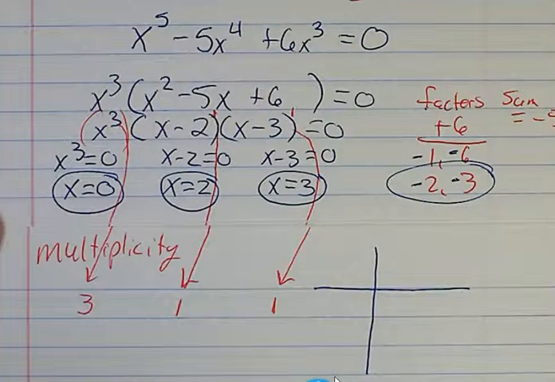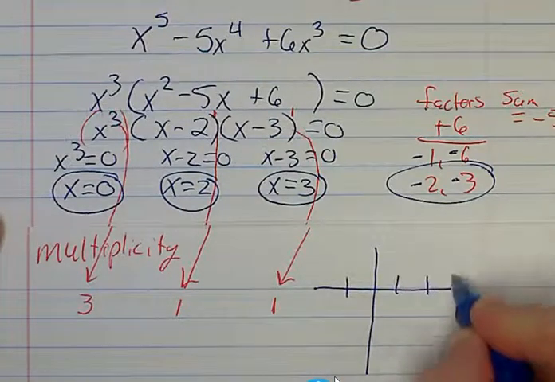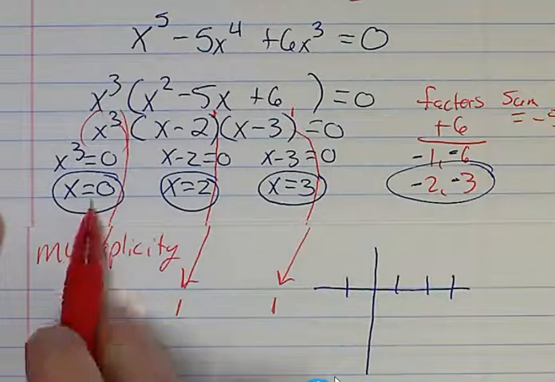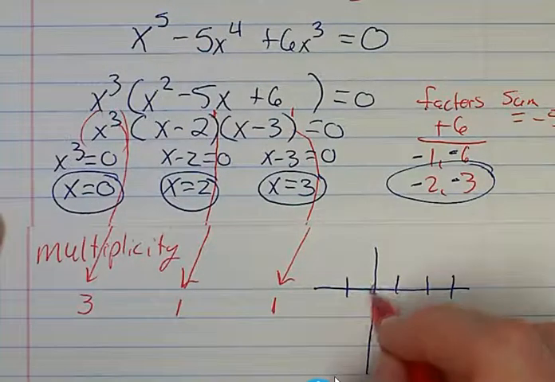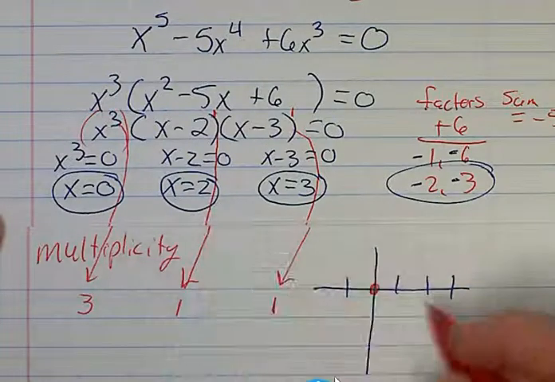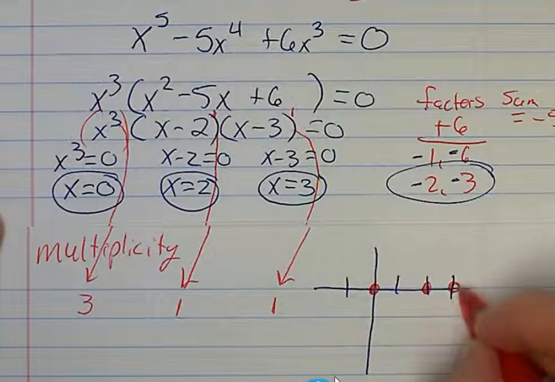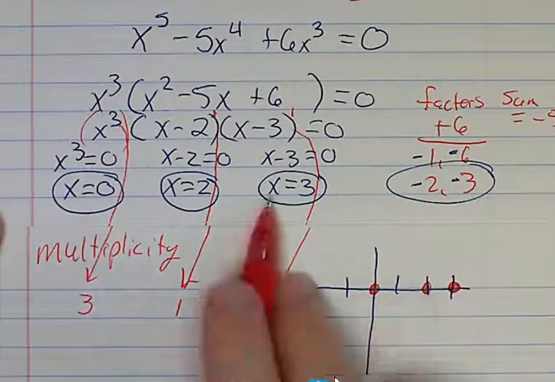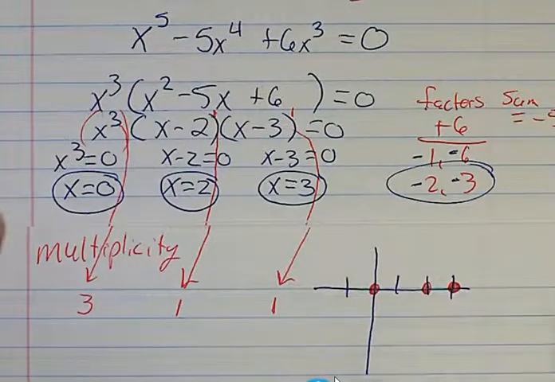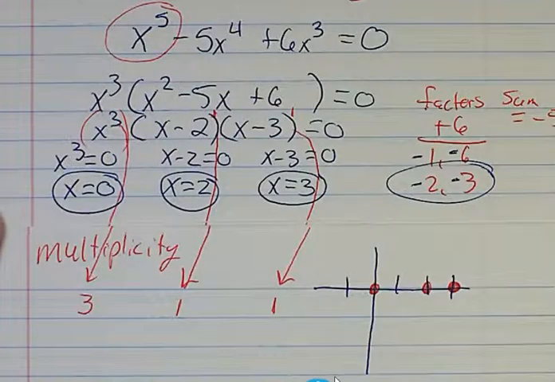With your solutions, you're going to put a dot at those 3 numbers on the x-axis, because we got one at x equals 0, which is here, one at x equals 2, which is here, and one at x equals 3, which is here. Okay, here's the only other thing you're going to need besides those 3 numbers: you need to know, with that highest power, what that x to the 5th is going to do.